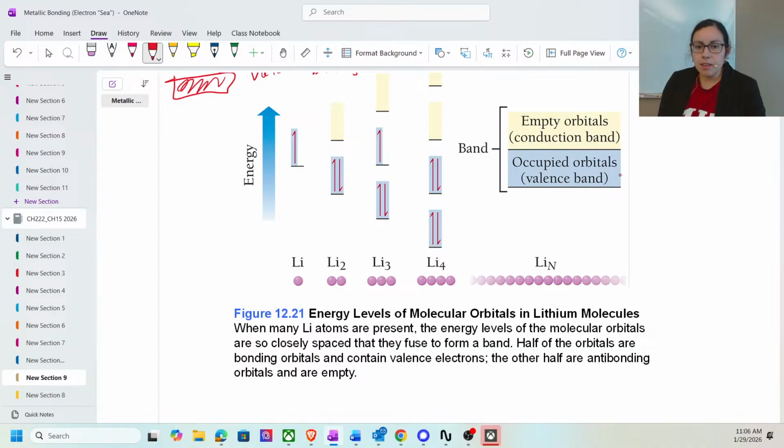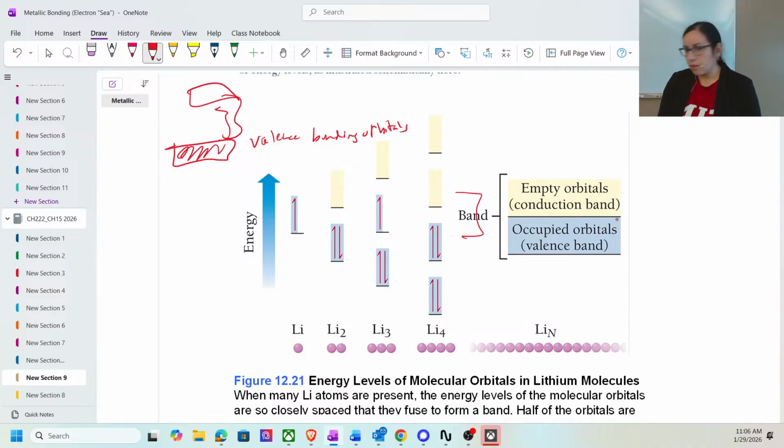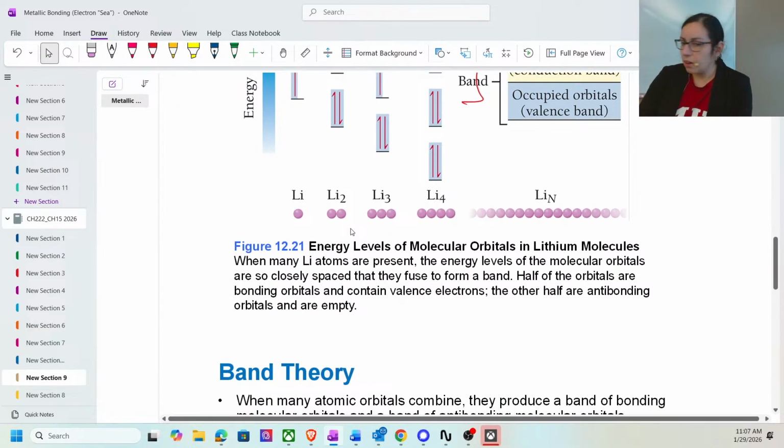Looking at this, we have our occupied orbitals, so that's our valence band. And whether something is conductive or not depends on the gap between it. If it's a small or negligible gap, then you have a good conductor. And then obviously something large will be an insulator.